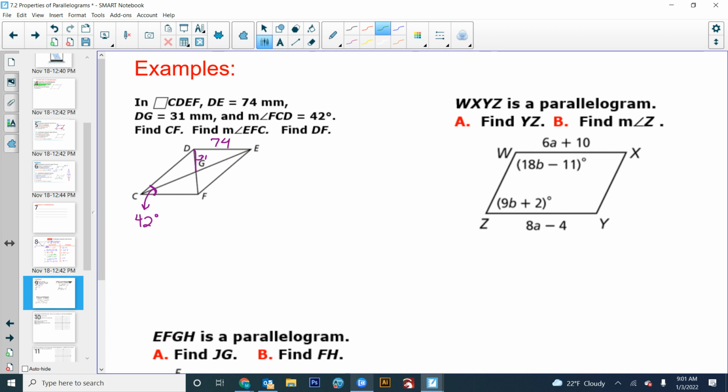All right, here's CF. What's CF? 74 because opposite sides are congruent. All right, next one. EFC. C is this big angle right there. What do you think? Consecutive angles. Thank you. Consecutive angles are supplementary. So with our calculators that are out, what's 180 minus 42? 138.